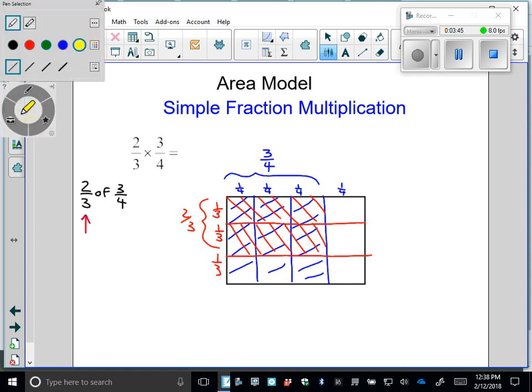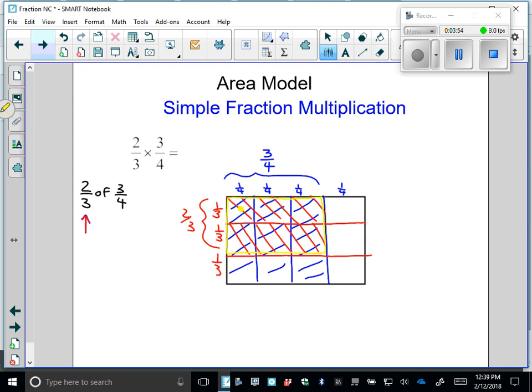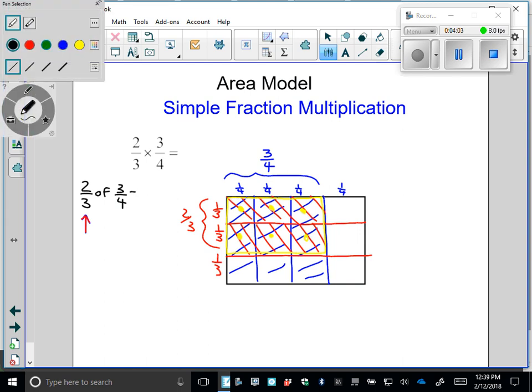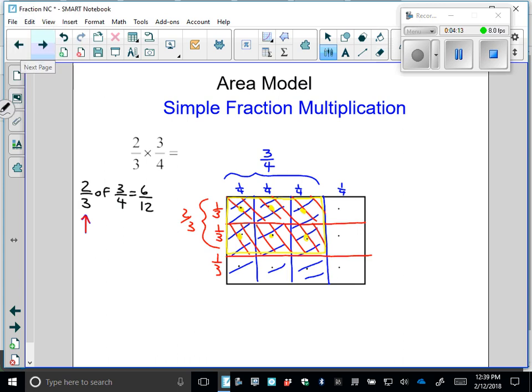So when I look at that, I have this overlapping part, both of these. So there's 1, 2, 3, 4, 5, 6 overlapping sections out of 1, 2, 3, 4, 5, 6, 7, 8, 9, 10, 11, 12 sections altogether. So 6 parts have the red and the blue overlap.